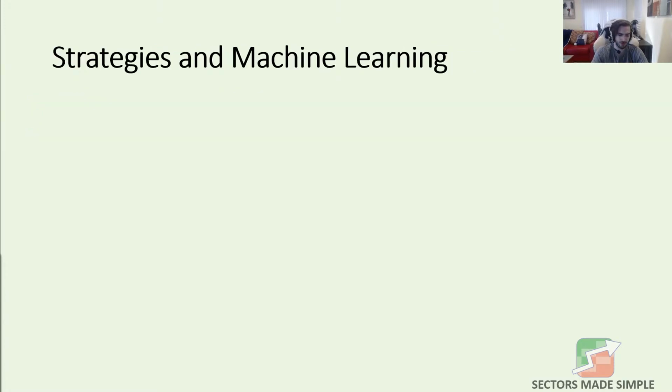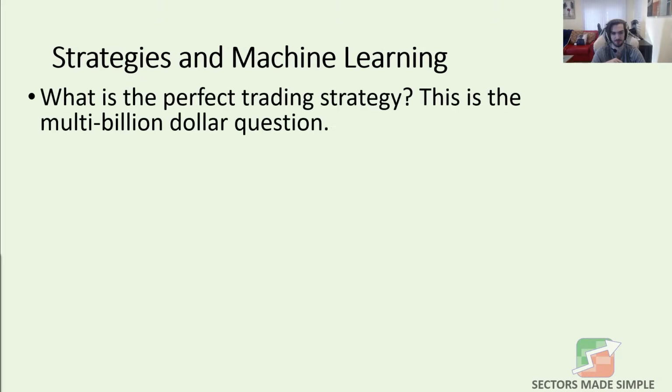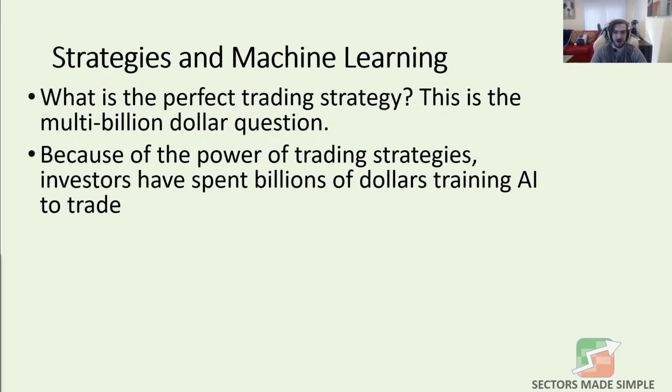So a lot of money has been poured into machine learning and building the perfect trading robot. So the question of, well, is there a perfect trading strategy? What is the perfect trading strategy? Well, it's a multi-billion-dollar question. And because of how important trading strategies are, investors, and by investors, I mean hedge funds, banks, institutions, all of the big hippos, have spent billions of dollars training AI to trade.